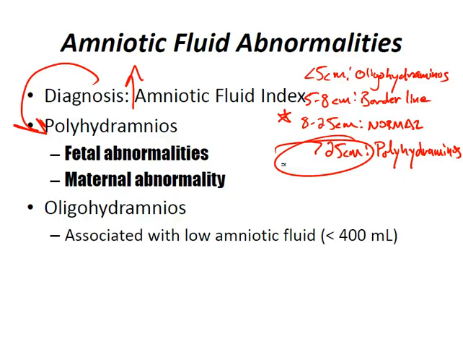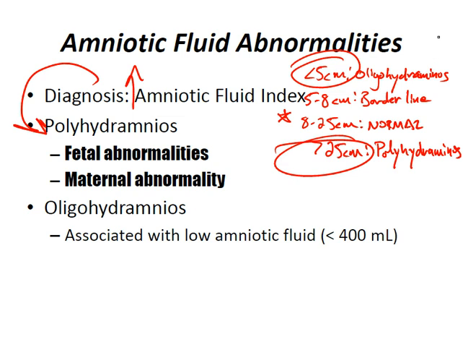So gestational diabetes can cause a big baby, which could cause polyhydramnios. Complications include increased risk of malpresentation and cord prolapse due to extra fluid. So oligohydramnios occurs when the amount of amniotic fluid is too low, usually less than 400 milliliters, and that's why the AFI would be 5 centimeters or below.